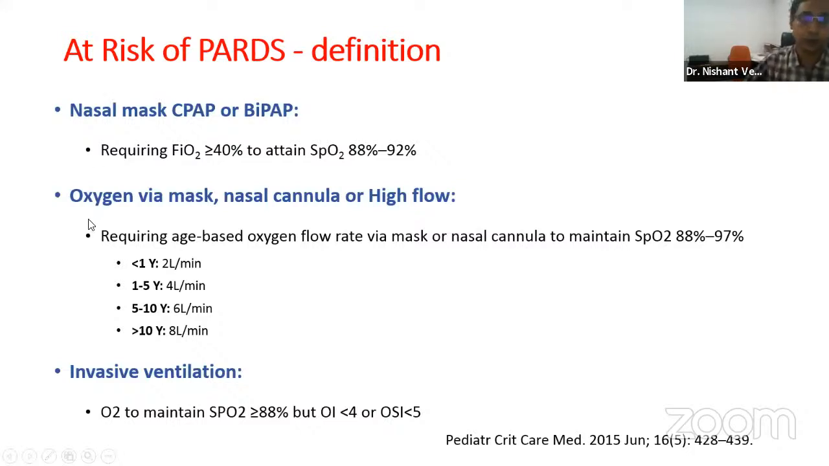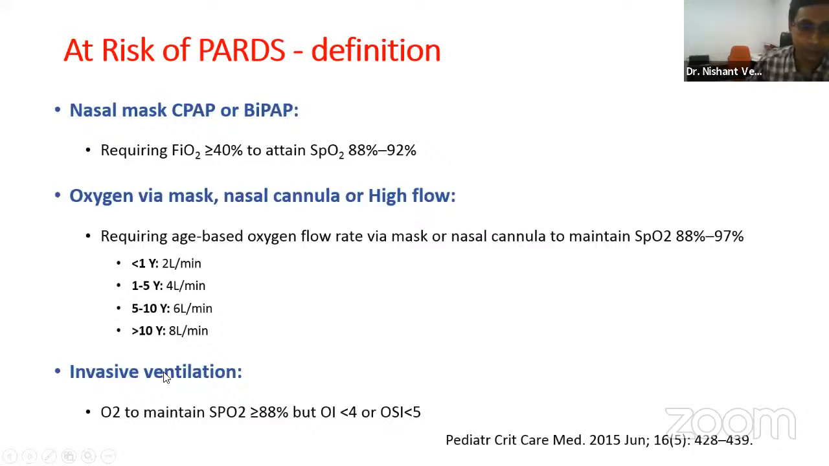If a child is on simple oxygen face mask or a nasal cannula and his need for oxygen flow rates is higher than the age cutoff, so for less than 1 year, if the oxygen need is more than 2 liters, for 1 to 5 years, it is more than 4 liters. For 5 to 10, it is more than 6 liters. And for more than 10 years, if this need is more than 8 liters per minute, then such a child would be labeled as at risk of pediatric ARDS. He or she should be followed up very carefully, because these children may subsequently develop ARDS.